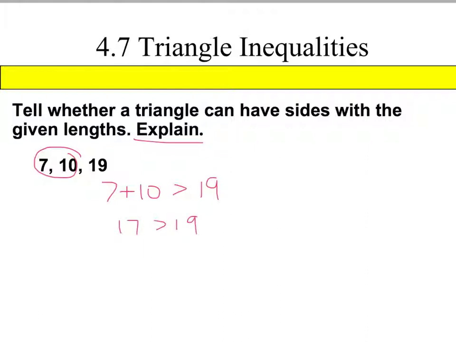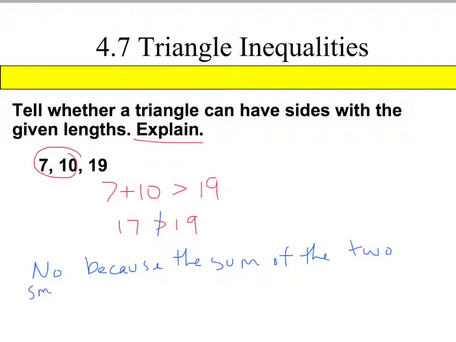Is 17 greater than 19? Absolutely not. It never has been. It never will be. So 17 is not greater than 19. So, can this triangle have these side lengths? Absolutely not. Why not? Because the sum of the 2 smallest sides is not larger than the longest side.